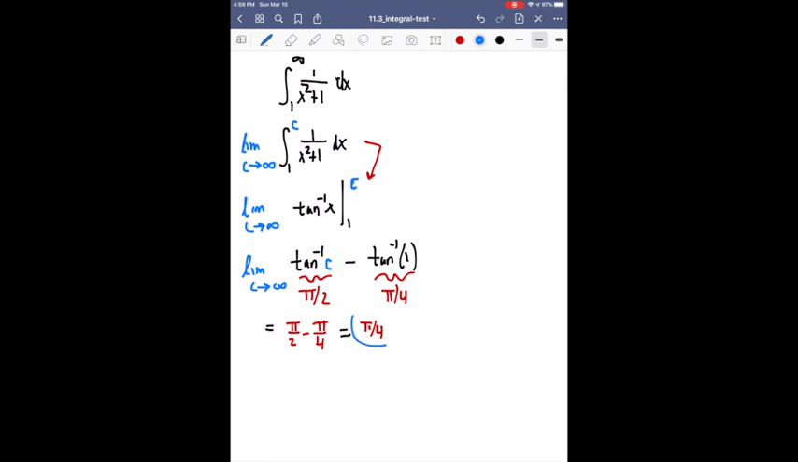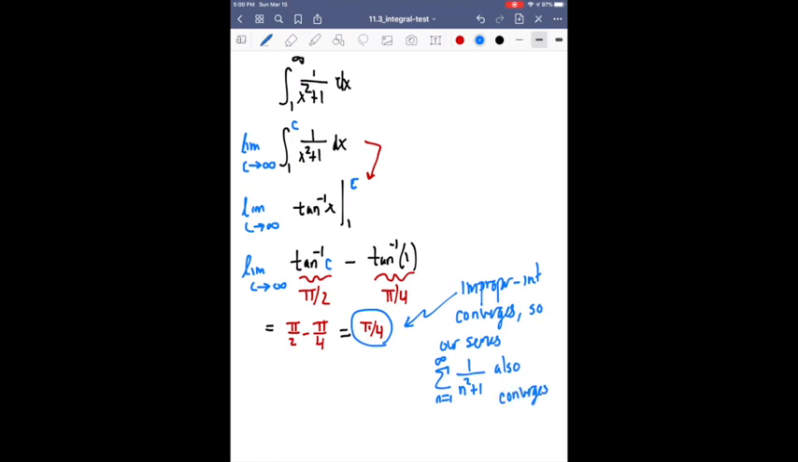And since this number is finite, we get to say that this improper integral converges, and through the integral test, we now get to say that our series also converges. So that's how to do the integral test.